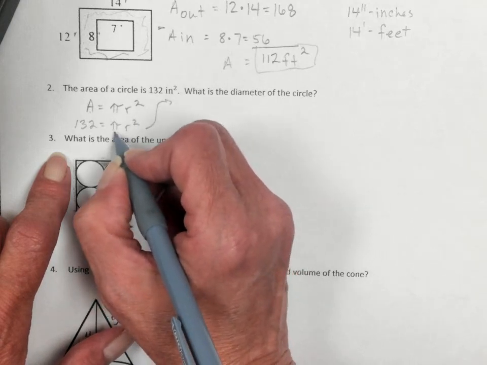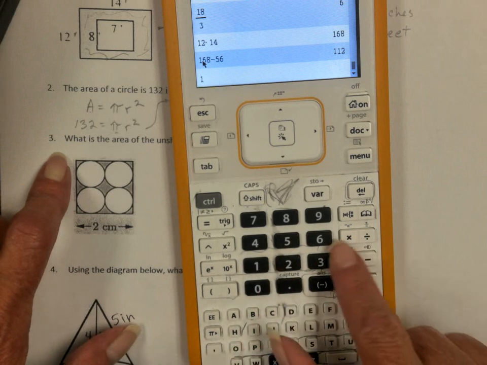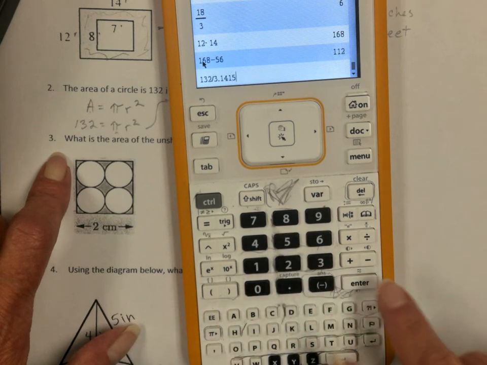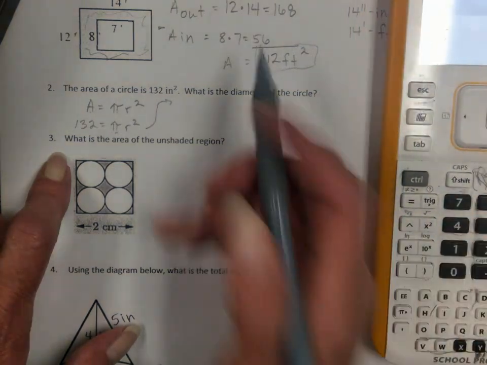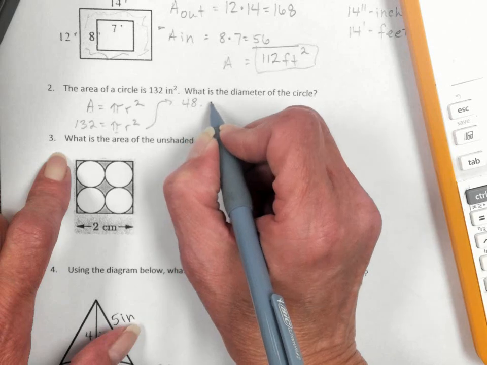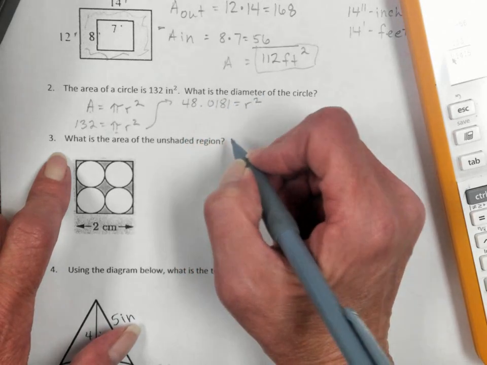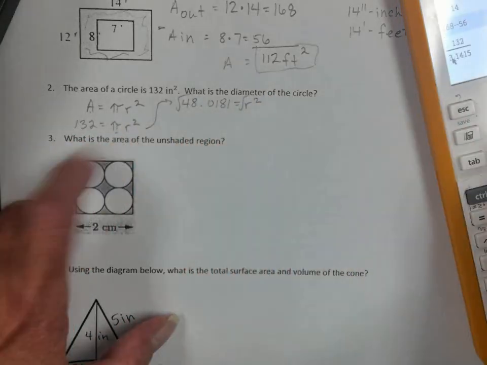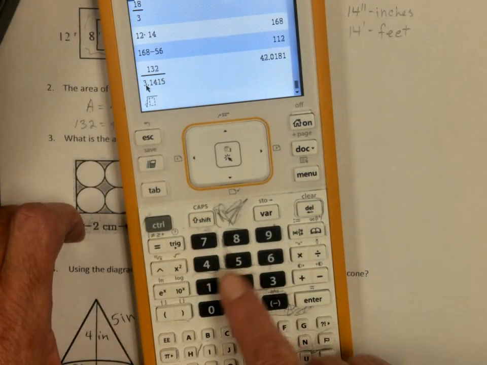Okay. Now, pi, 3.1415, is being multiplied by the radius squared. I want to isolate this radius. I'm going to divide 132 by pi. 132 divided by 3.1415. And I get 42.0181 equals radius squared. Now I'm going to take the square root of both sides because I want just the one radius.